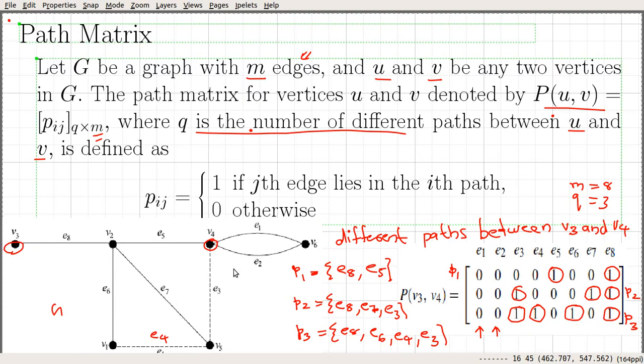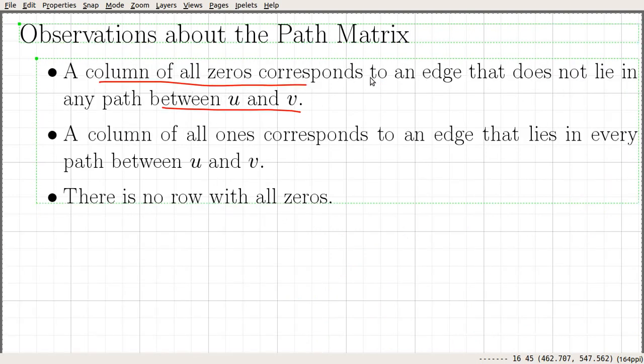Okay, so we can see that E1 and E2 somewhere here, right? So any path from V3 to V4, it does not go through, okay, E1 or E2. Okay, and that's what we saw here. A column of all zeros corresponds to an edge that does not lie in any path between U and V. And similarly, okay, another property, another observation: a column of all ones corresponds to an edge that lies in every path between U and V.